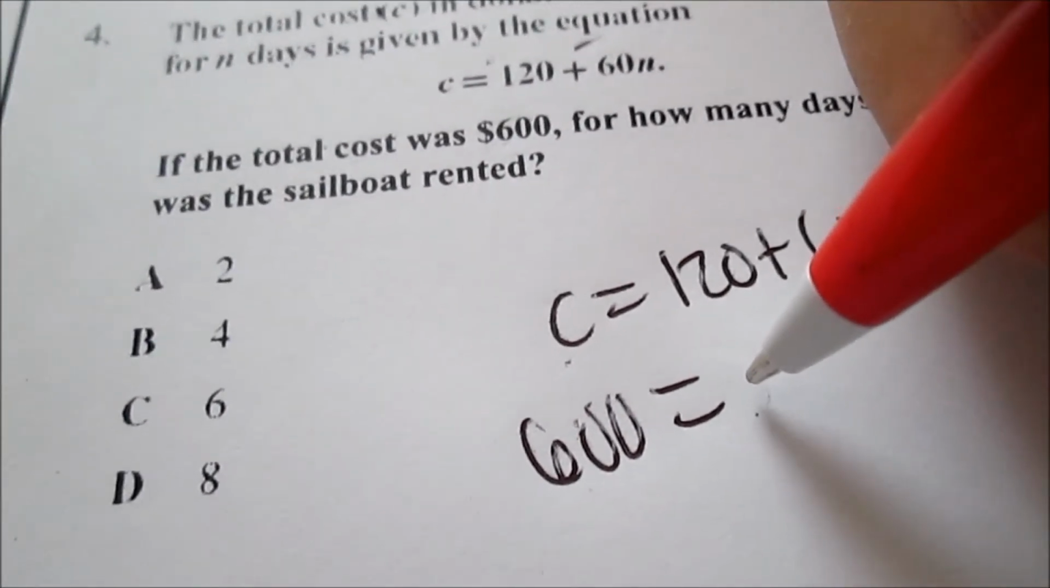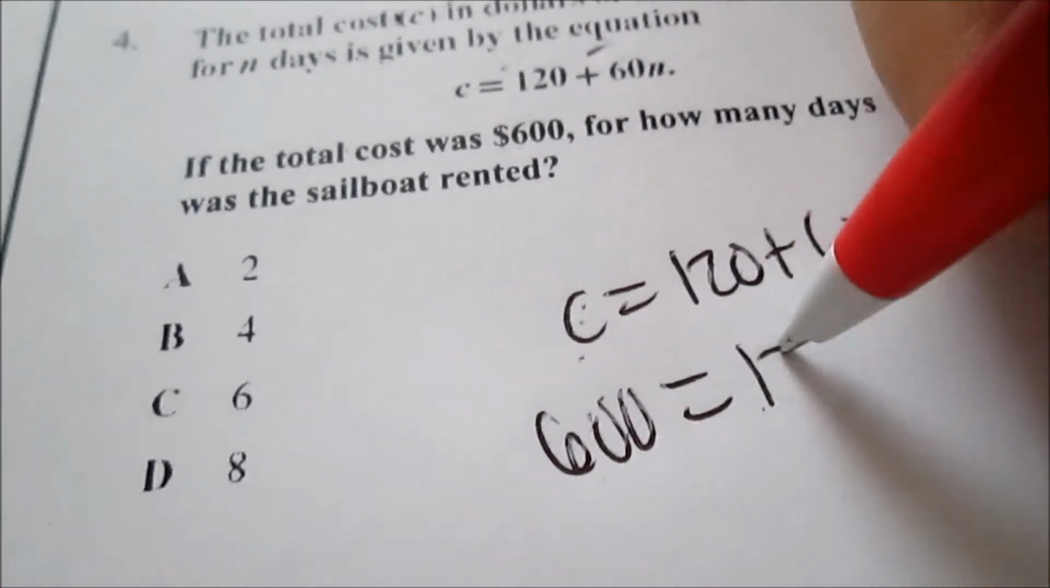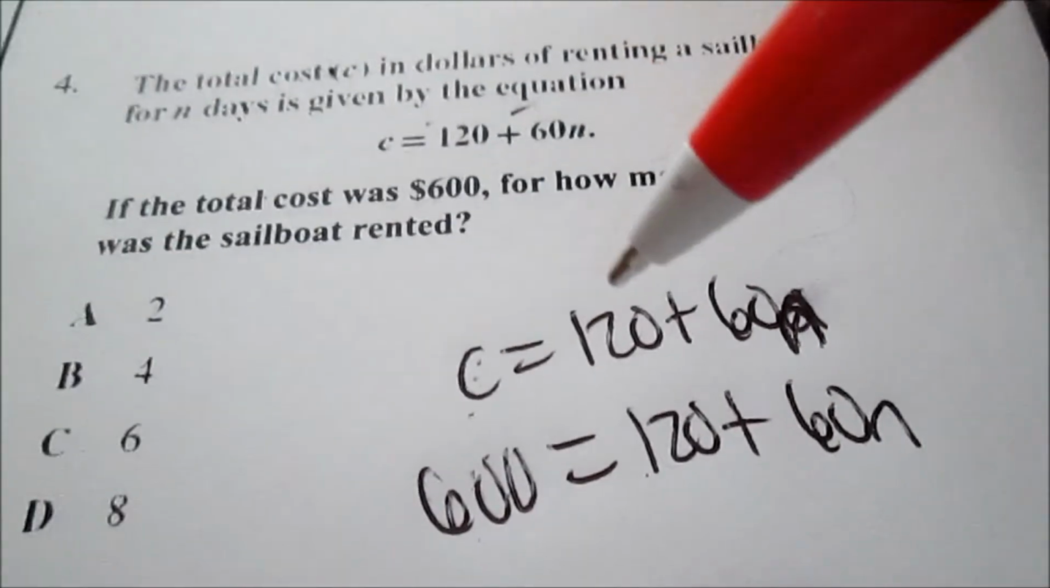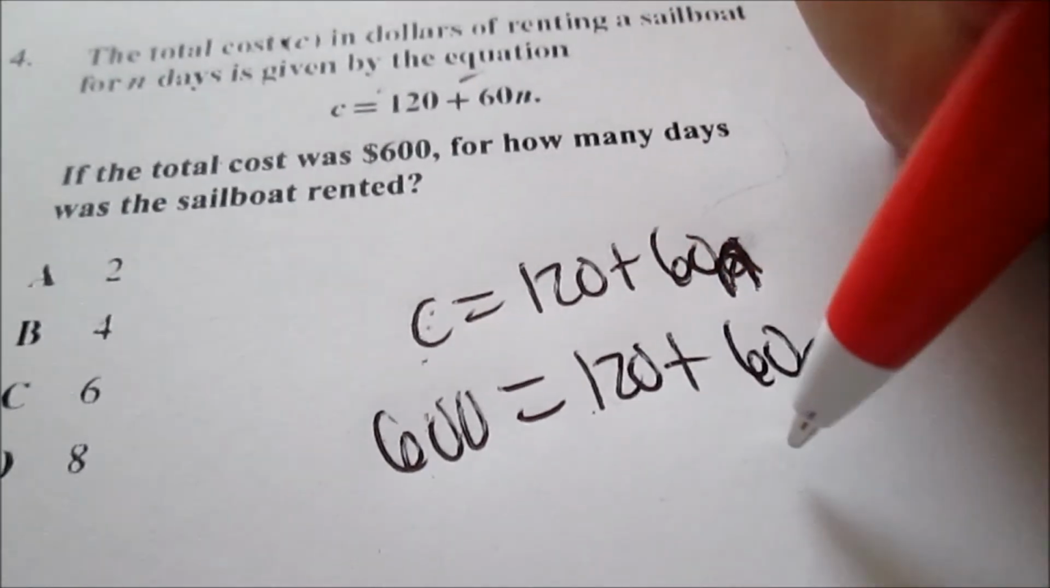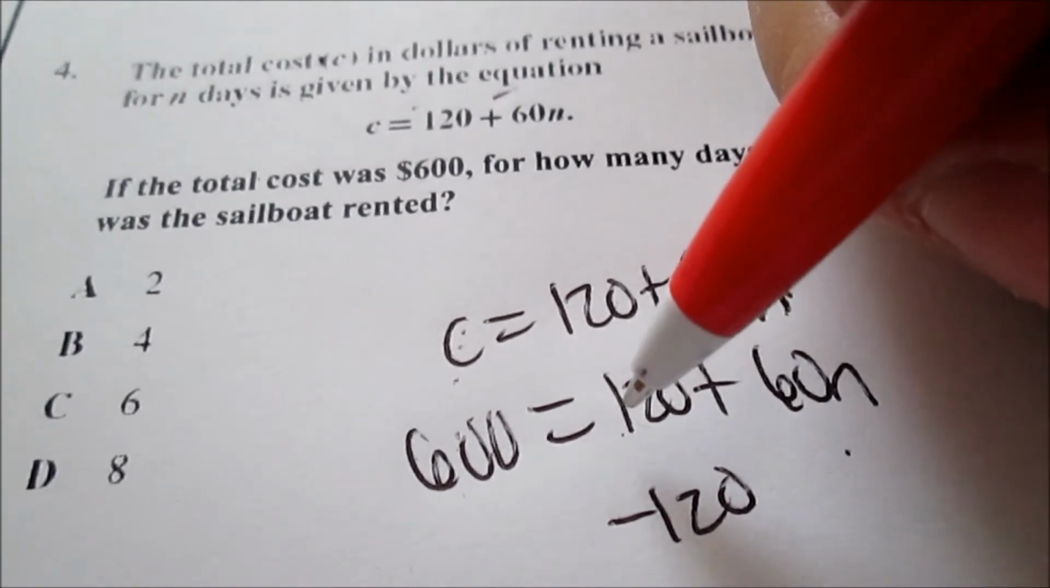So I'll go ahead and replace C with 600. And then from there, I must find out how many days. So that's just solving your equation, trying to get n by itself. So I do the opposite of what's there.